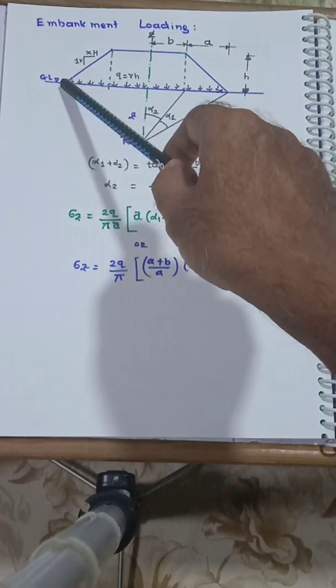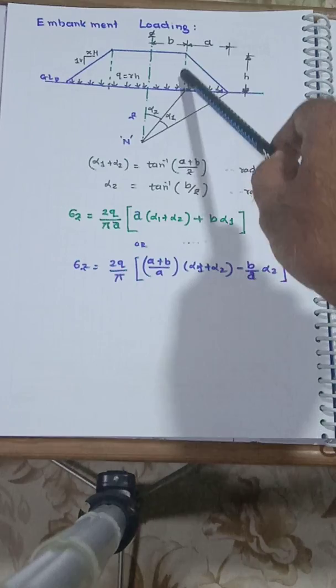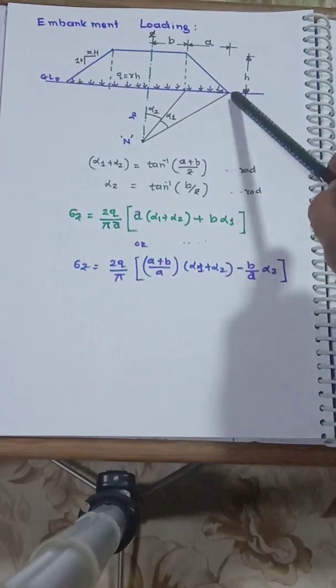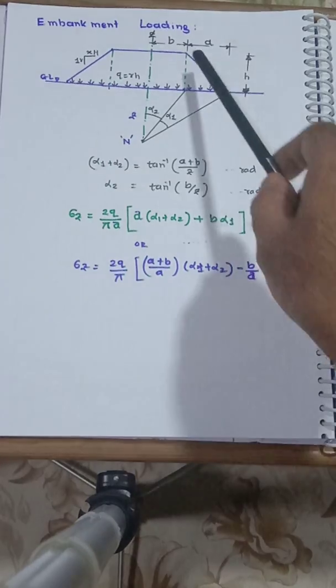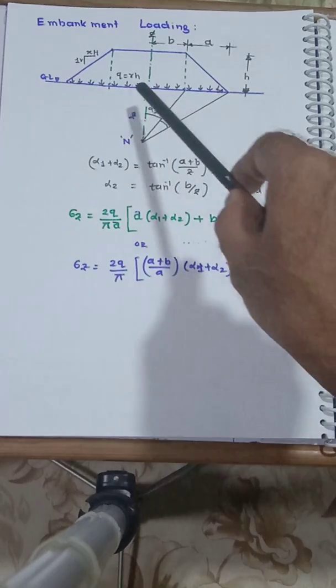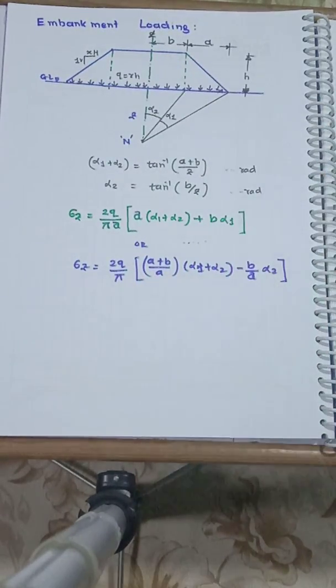Therefore, for the uniform stress transfer here, we consider this as the maximum part. Though it is tapered here, we consider it as a uniform stress transfer, which is gamma into h, the unit weight into the height of the embankment.